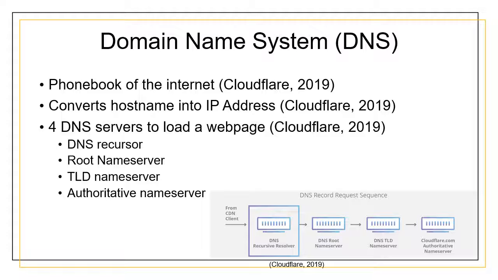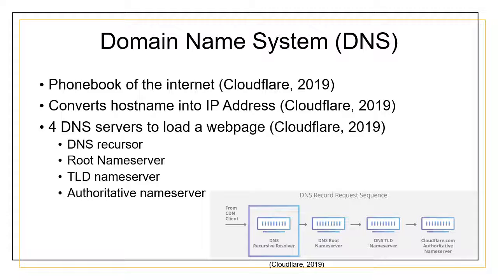There are 4 different DNS servers that are involved in the process of loading a web page. First is the DNS recursor. The recursor is responsible for receiving and making additional requests to satisfy a client's query. The root name server is the next one, and it is step 1 in converting the host name into an IP address. It is something like an index that points the query in the right direction.